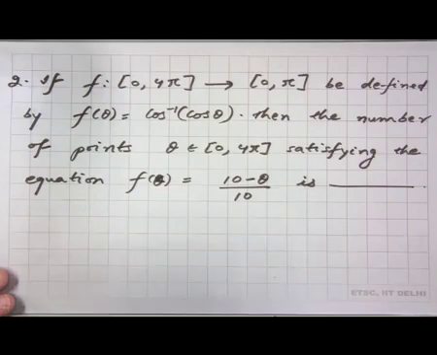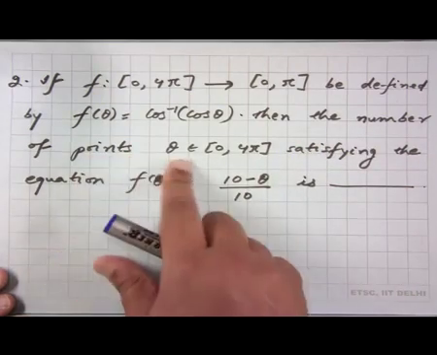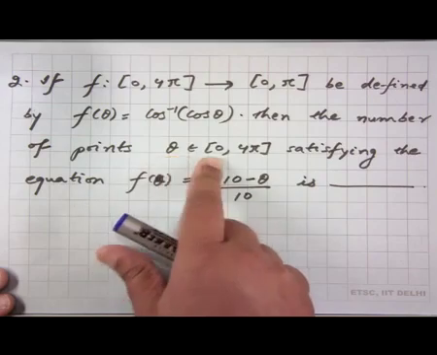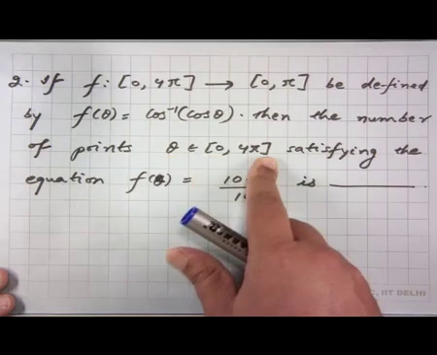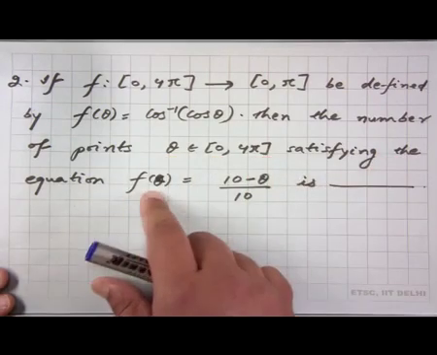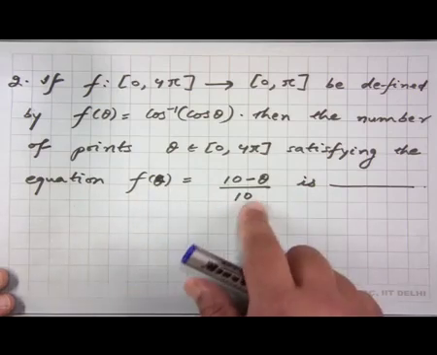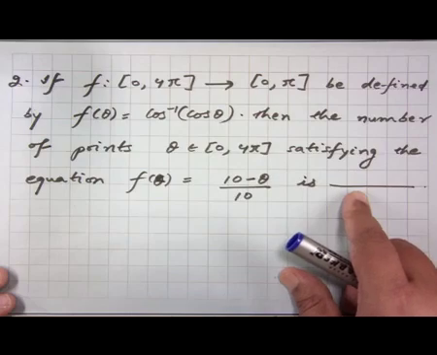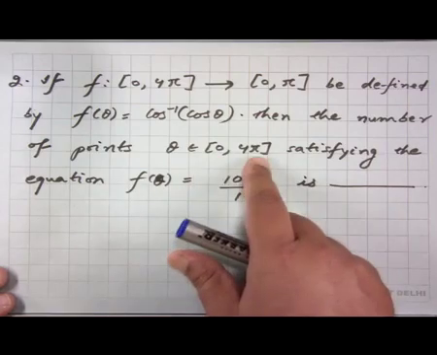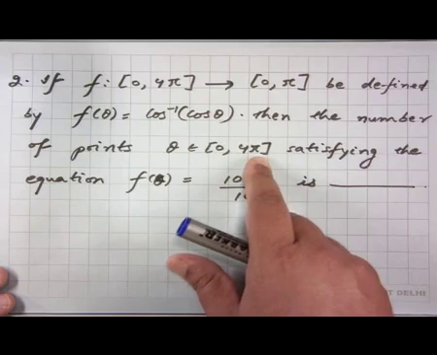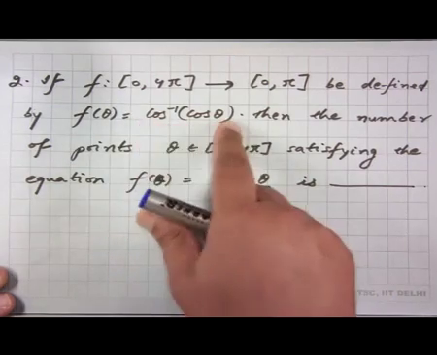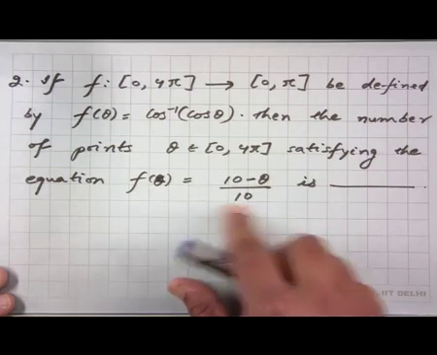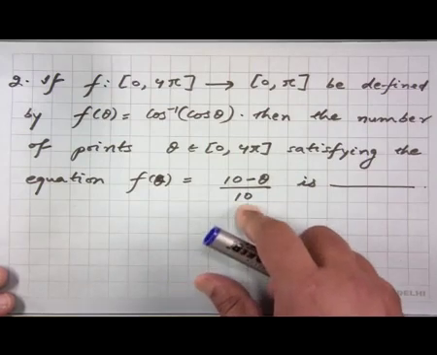Then the question asks the number of points theta belonging to the domain of the f function which satisfy the equation f theta equal to 10 minus theta over 10. So, we have to essentially find how many thetas are there in this domain of the f function such that f of theta is equal to 10 minus theta over 10.